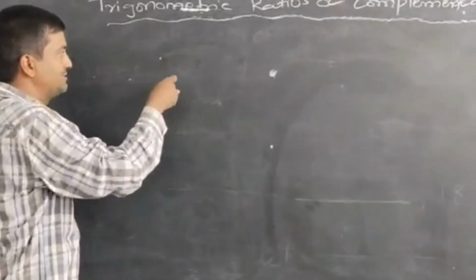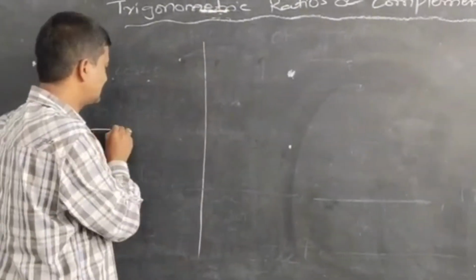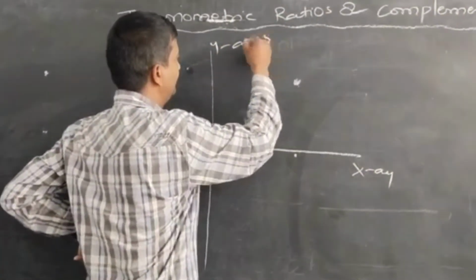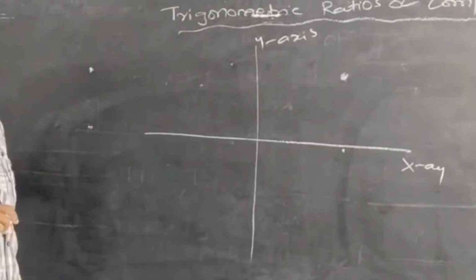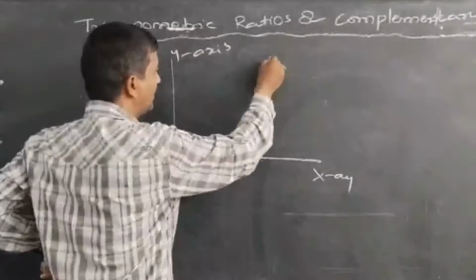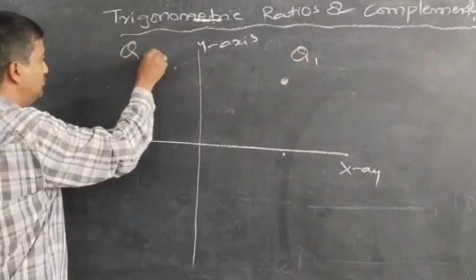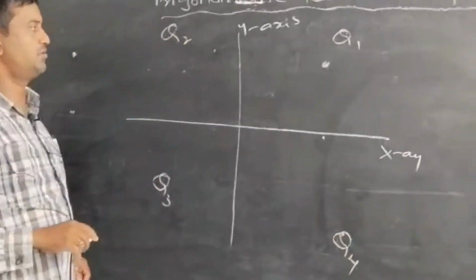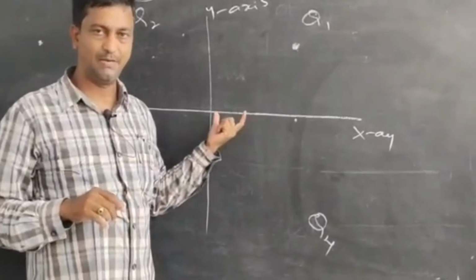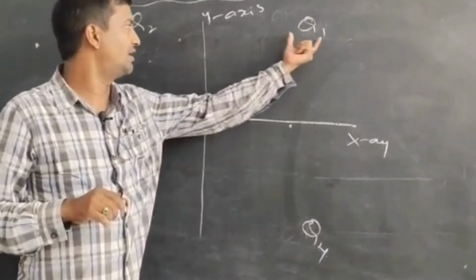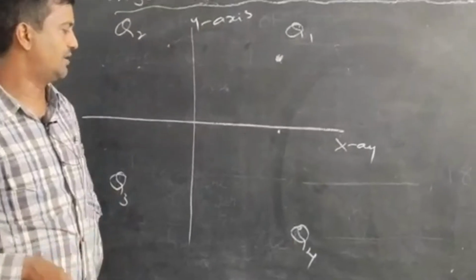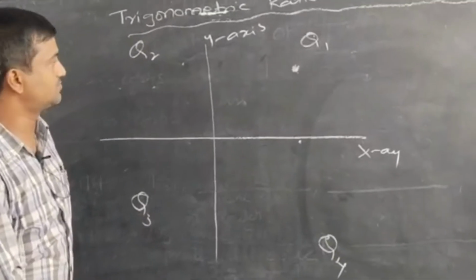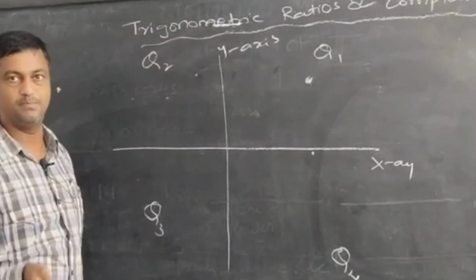So treat this blackboard as a plane. In a plane, the x-axis, a horizontal line, and the y-axis, a vertical line, divide the plane into 4 quadrants. This is quadrant 1, here quadrant 2, this is quadrant 3, this is quadrant 4. Using these quadrants we will define every ratio.